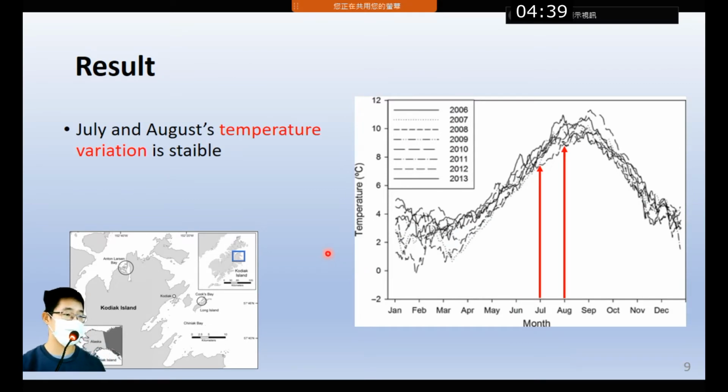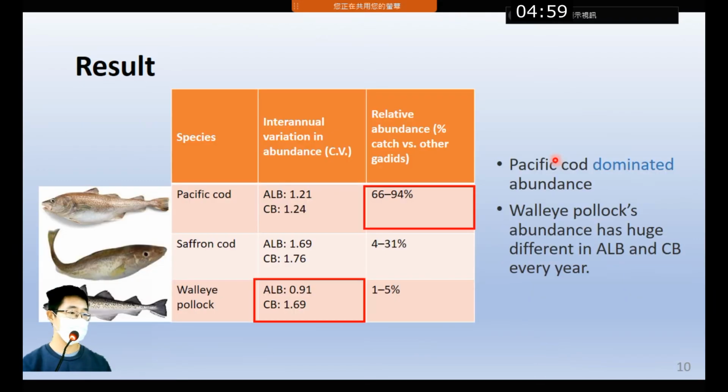And next is the result. The x-axis is the month, and the y-axis is the temperature. So we can see in July and August, the temperature variation is stable. So it tells us the temperature won't impact the experiment data. Then in this table, we can see the Pacific cod dominates the relative abundance. And the walleye pollock has a huge difference in the interannual variation in abundance.